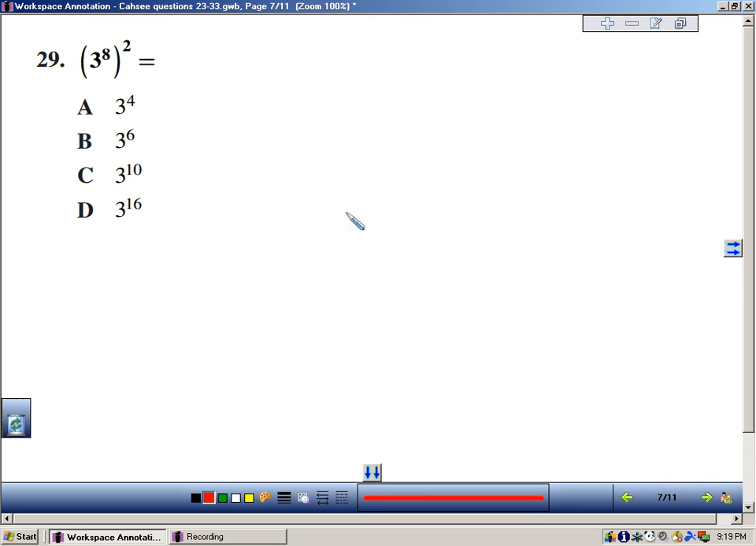Another pre-algebra type question. Okay, so this question is called a power raised to a power. And the rule is that when you have a power raised to another power, you multiply them. You only have one base, 3. So if I was to write that out, it would be x raised to the a power, and that would be raised to the b power.